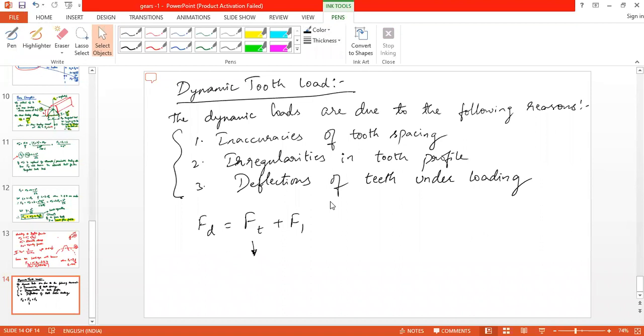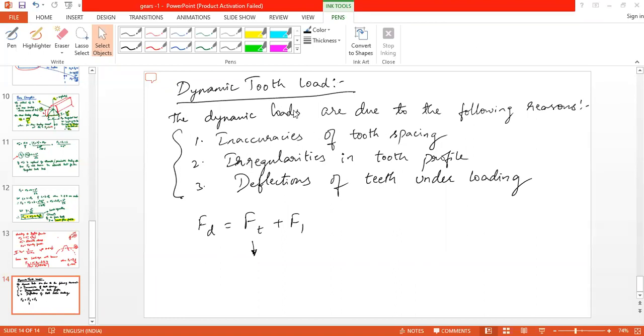But my question is, from where did you get that equation? What is the name of that equation? Lewis equation. Okay, what does the Lewis equation give? Beam strength. Right? Yes, sir. The Lewis equation gives the beam strength. But here, it is the dynamic tooth load.